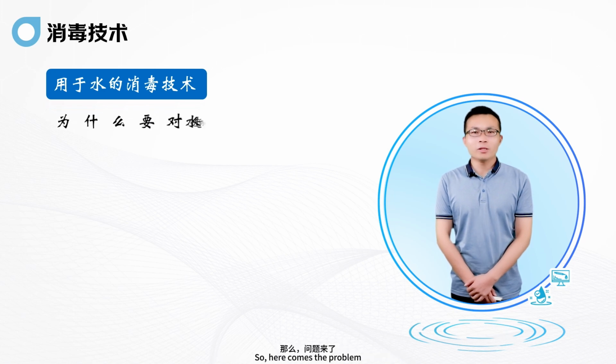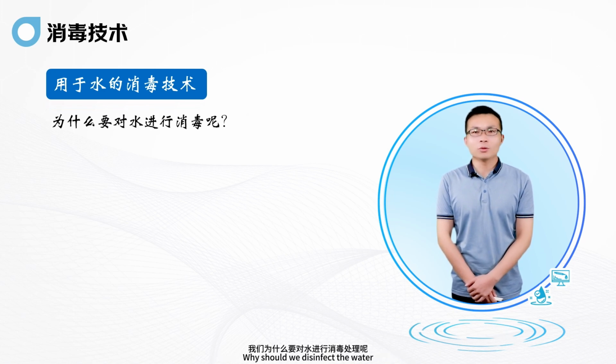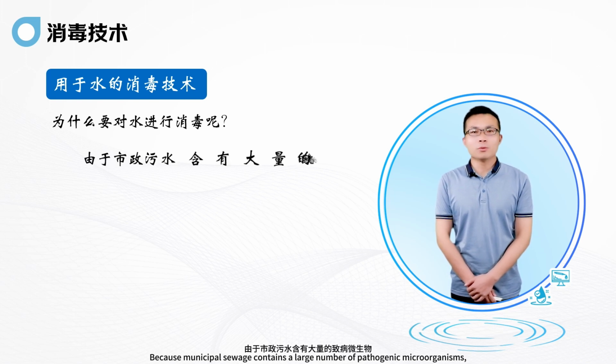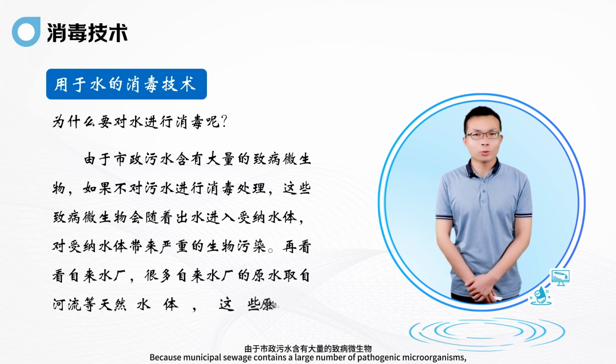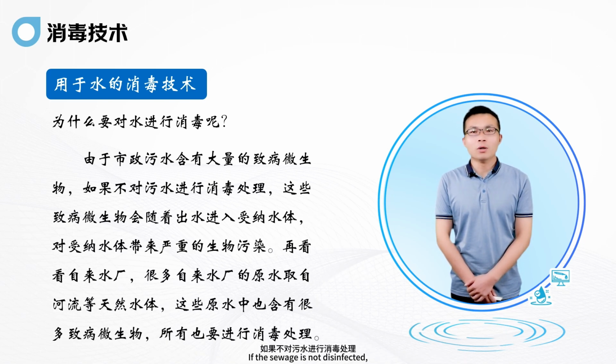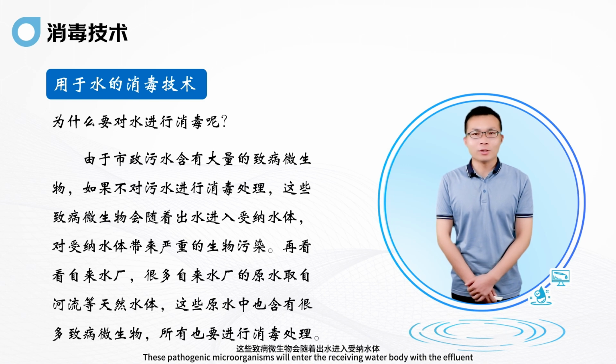So, here comes the problem. Why should we disinfect the water? Let's talk about sewage treatment first. Because municipal sewage contains a large number of pathogenic microorganisms. If the sewage is not disinfected, these pathogenic microorganisms will enter the receiving water body with the effluent, bringing serious biological pollution to the receiving water body.